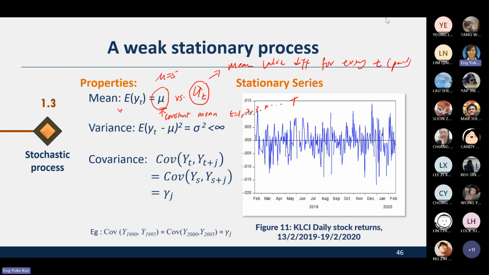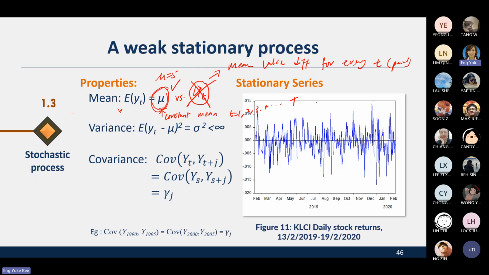So for a weak stationary, you should have this, the first one. This is a violation of the assumption when you see that the mean value is different over time. So the mean value must be the same over time.